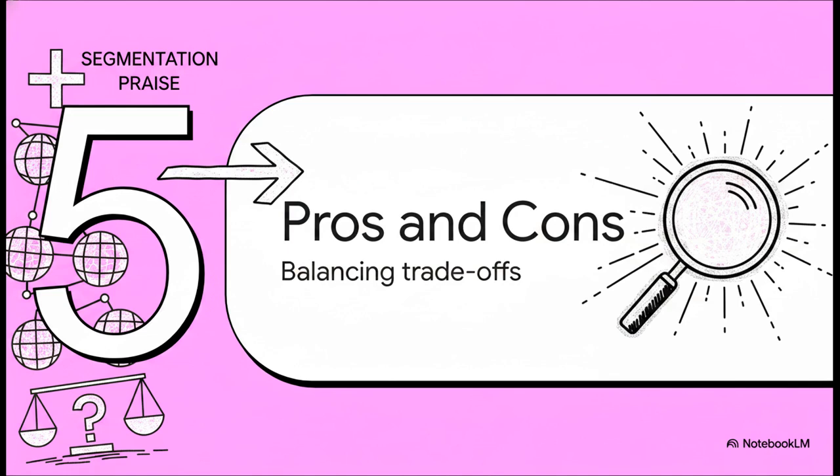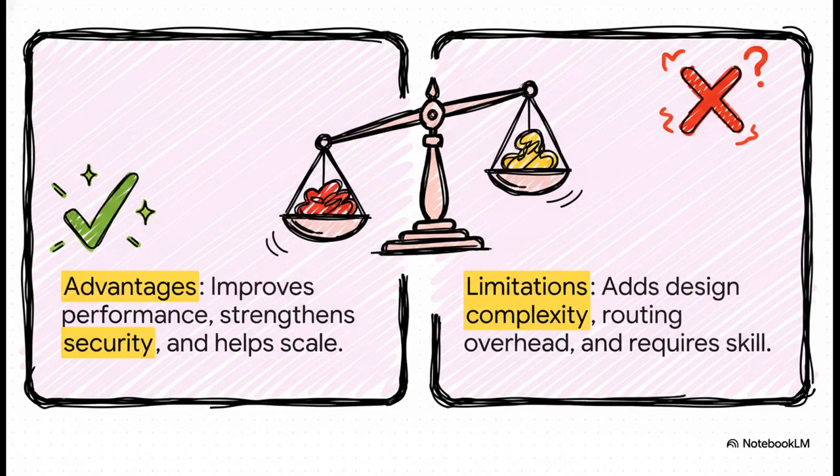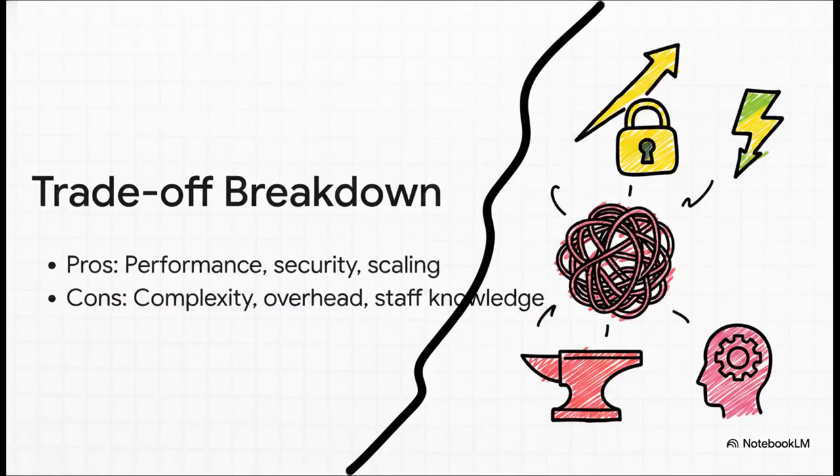Part 5. Advantages and Limitations. Look, as amazing and powerful as segmentation is for network engineers, it is definitely not a magic wand. It requires some careful balancing, and there are very real trade-offs when you actually go to implement it. On the plus side, the advantages are massive. It drastically improves performance by killing unnecessary traffic, it highly strengthens security by isolating devices, it keeps troubleshooting confined to small areas, and it helps organizations scale up in a way that actually makes sense.